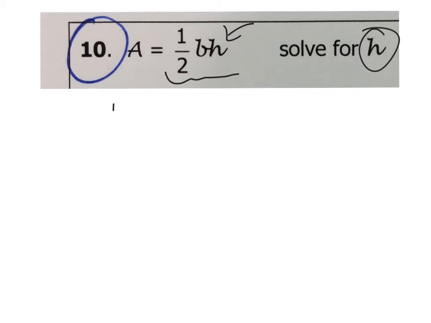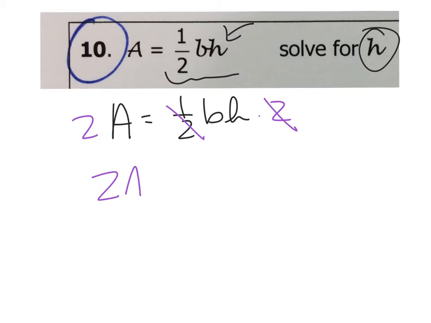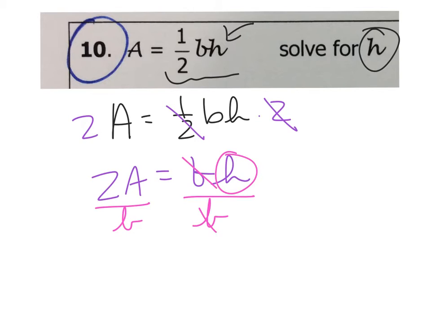reciprocal. So, I'm going to take my equation, and I'm going to do this in 2 steps. I'm going to multiply both sides by 2 to get rid of the fraction. I'm left with 2 times the area is equal to B times H. Now I want to solve for H, so I got to get rid of the B, which is division. And when I divide, I end up getting the height is equal to 2 times the area divided by the base.